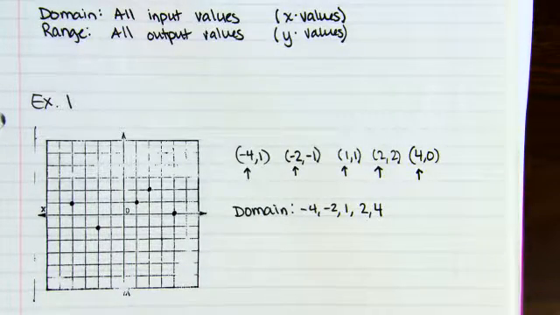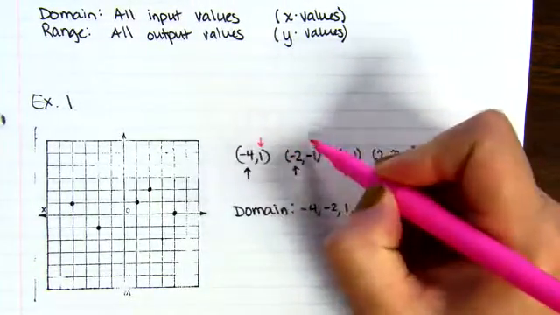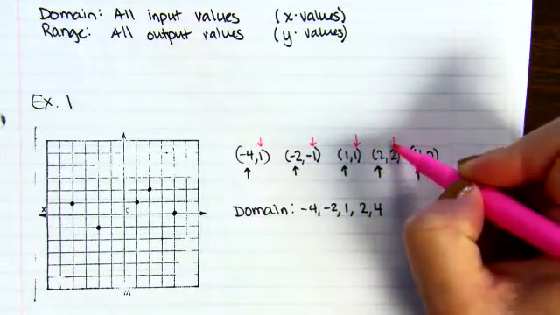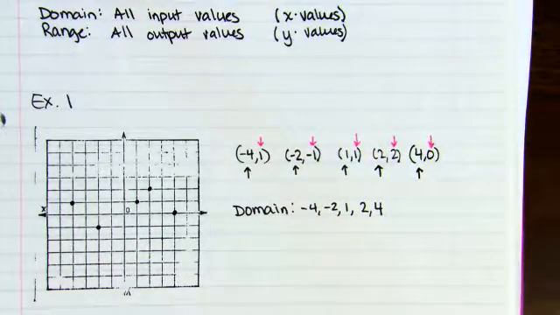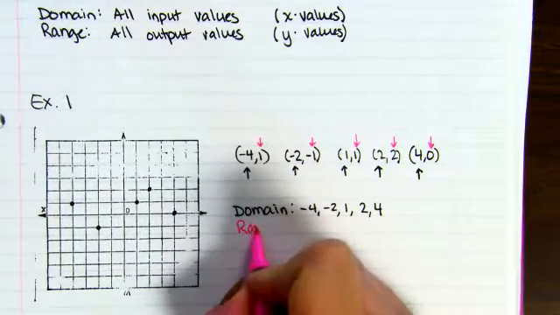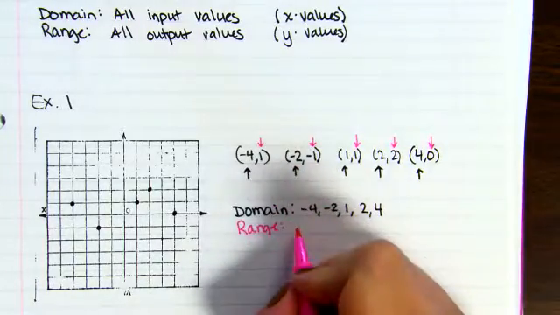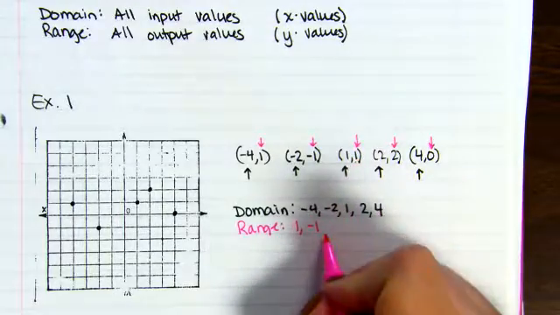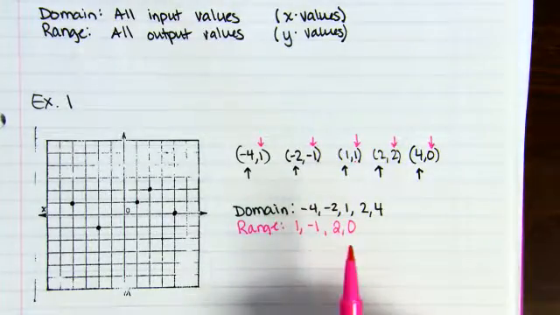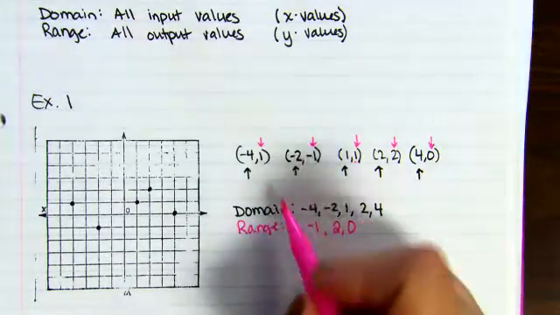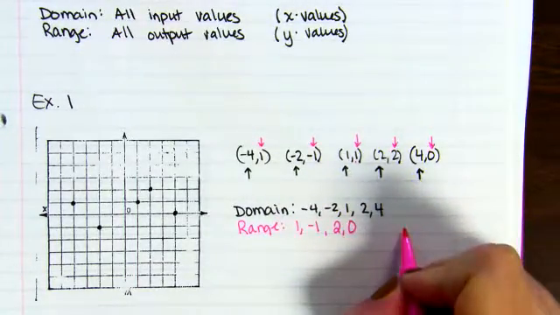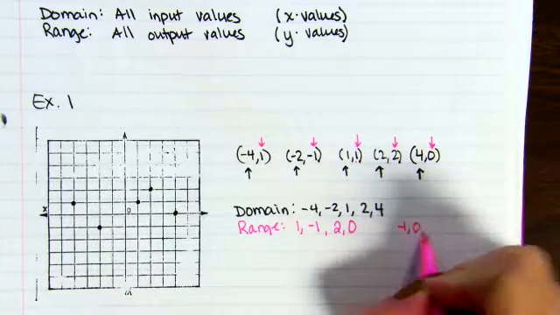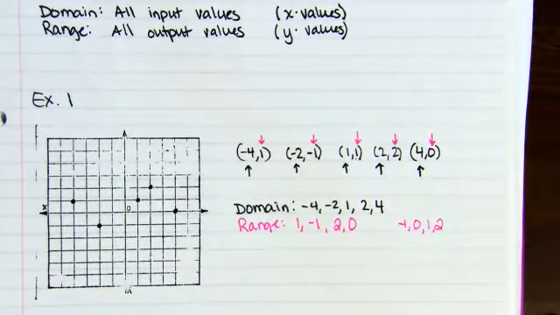And then my range is going to be all of my outputs, or all of my y values. So my outputs are all of these values right here. And you'll see then for my range, I get 1, -1. I get 1 again. I don't have to write it a second time. I get 2, and I get 0. Or if I want to be a little bit more precise about it, I can put it in numerical order. So my range would be -1, 0, 1, and 2.